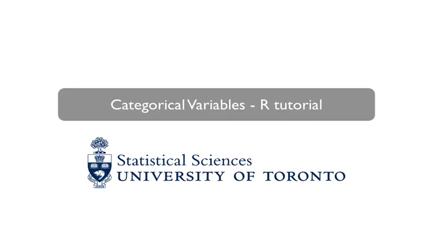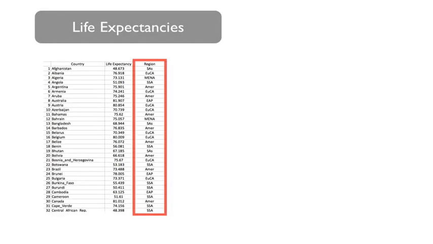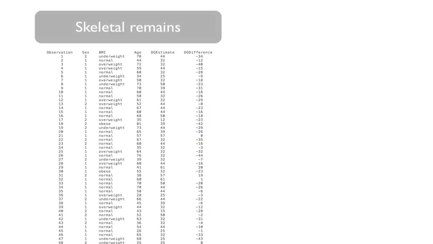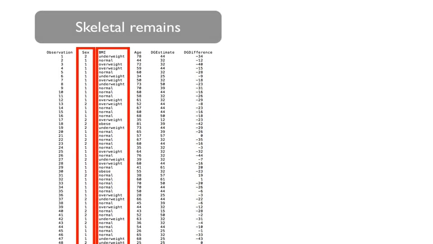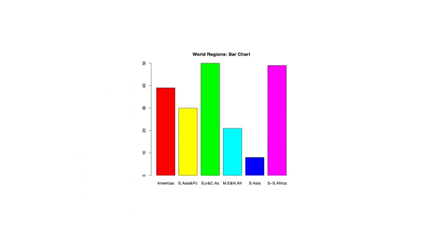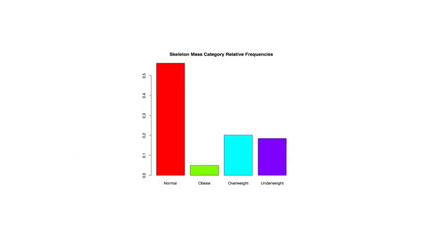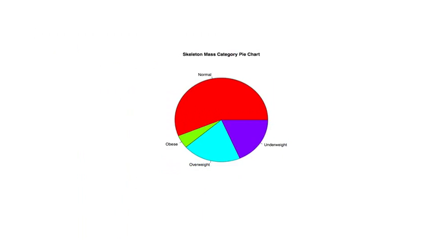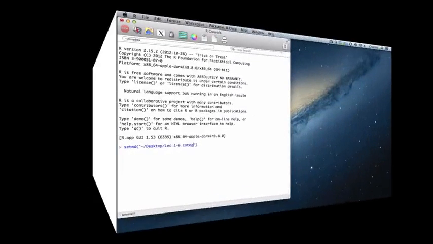Categorical variables tutorial. Today, Jeff introduced a new type of variable, a categorical, otherwise known as a qualitative variable. We saw variables of this type appear in the life expectancy dataset as well as in the skeletal remains dataset, and you were able to have a better understanding of these types of variables through the use of bar charts, relative frequency bar charts, as well as pie charts. Let's take a closer look at these new graphical measures.